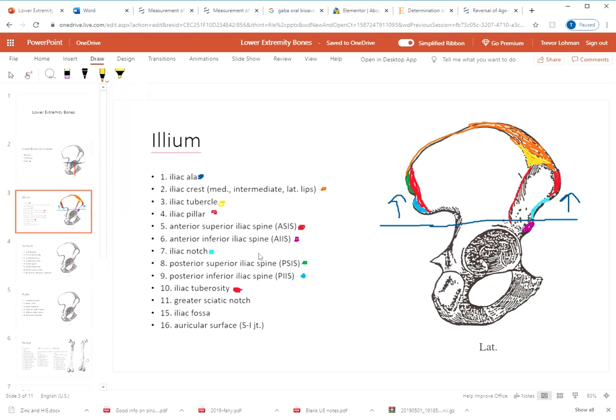The next structure is called the greater sciatic notch. It's located right here. That actually turns into a foramen once we add in some ligaments, and it becomes a place for arteries and nerves to travel. You can see there's another notch down here. That's on a different bone, so we'll label it later, but just so you know, this bigger notch is called the greater sciatic notch, and then this little one is called the lesser sciatic notch.